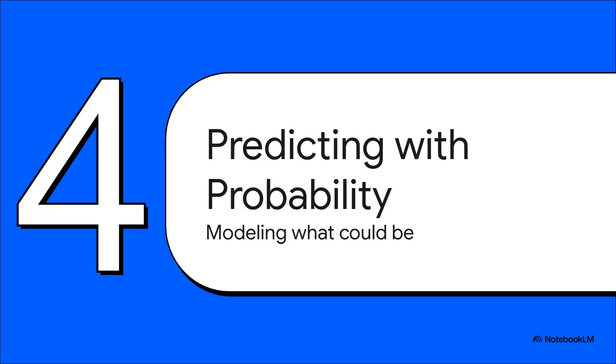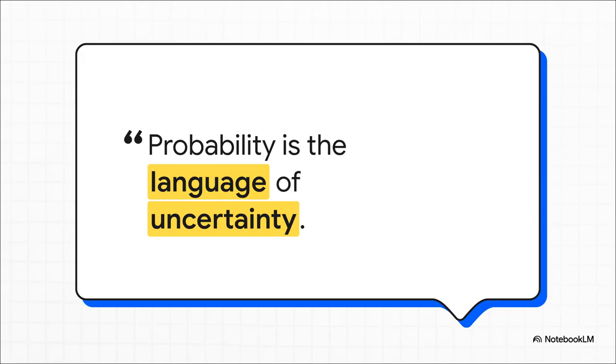Okay, this is where our analysis gets superpowers. For real. We've described our data, we've found relationships. Now we're going to use those insights to build models of what could happen. Welcome to the world of probability. You know, the world is fundamentally uncertain. Things are random. Probability is the mathematical language we came up with to quantify that uncertainty. It's how we make sense of chance and how we make really informed predictions about the future.